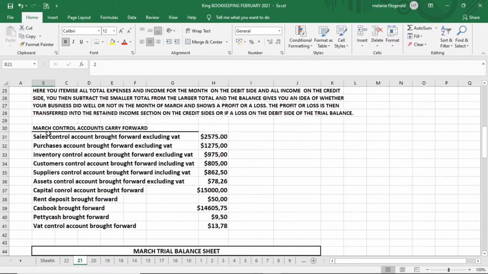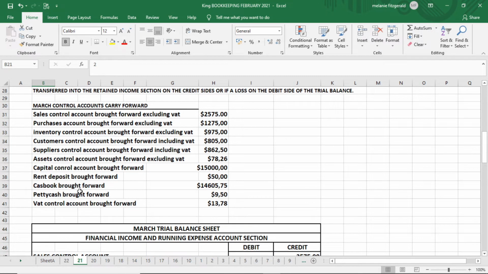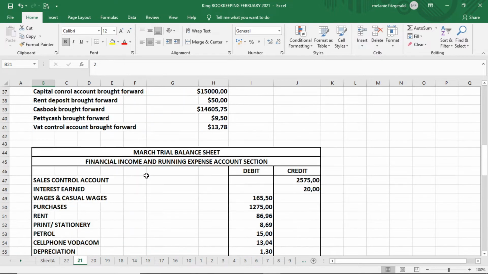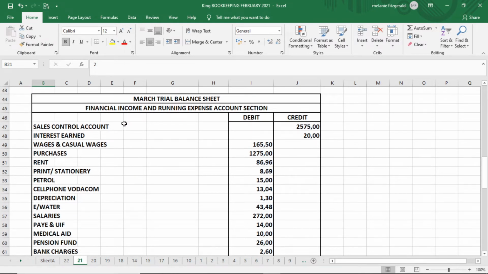All right. So these are March control accounts that we carried forward. The sales control account, purchases control account, suppliers control account, rent deposit brought forward, cash book brought forward, petty cash brought forward, and of course VAT. So these are all the accounts we brought forward. All right, so let's start with March's trial balance sheet.